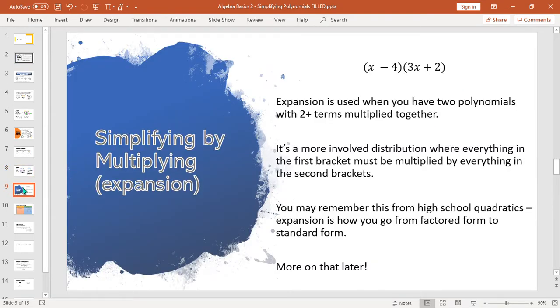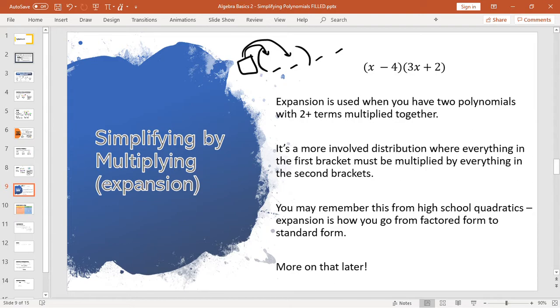The second type of multiplication simplification we do is expansion. We use that when it's not just distribution, where one chunk goes into a multi-term, however many chunks. Expansion is when you've got brackets times brackets, basically.